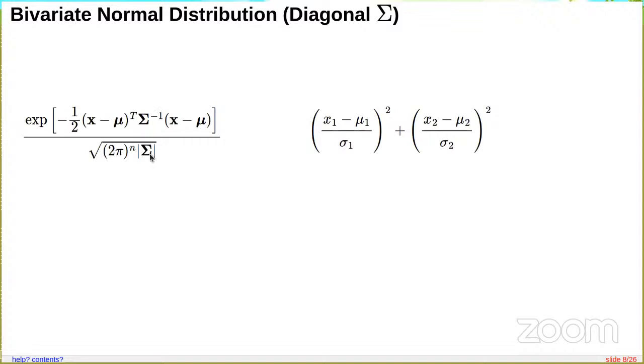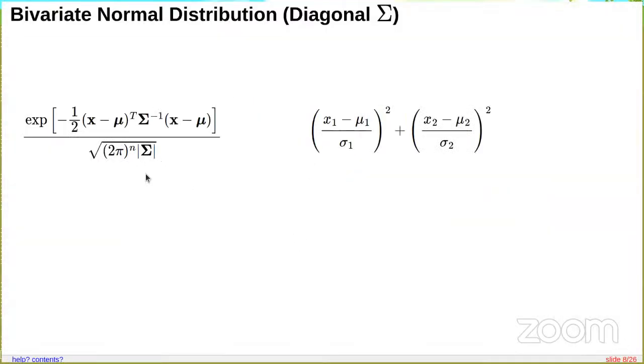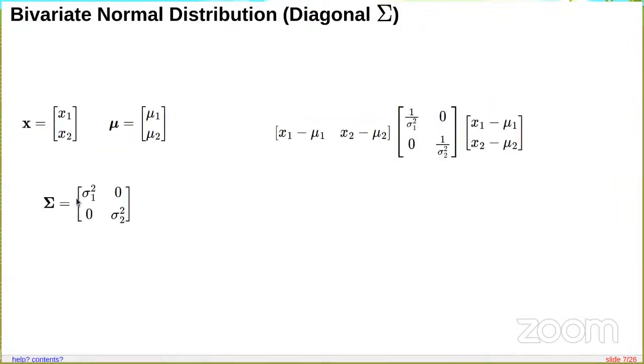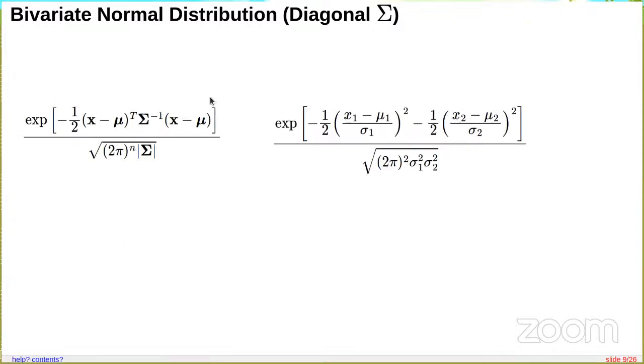And if you look at the determinant of a diagonal matrix, that is just the product of the diagonal elements, so it's just A into B. Here the determinant of sigma will be just the product of the variances, so sigma 1 square into sigma 2 square. If you put all of this together, the expression on the left becomes this. I hope you're all able to see how we obtain this expression.